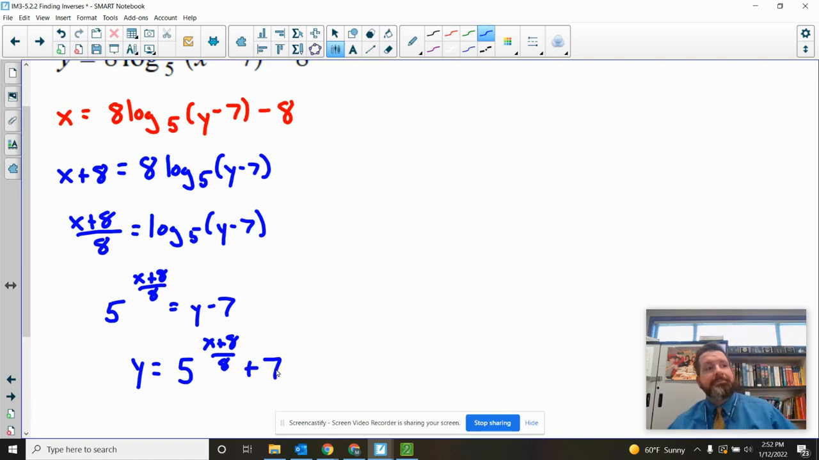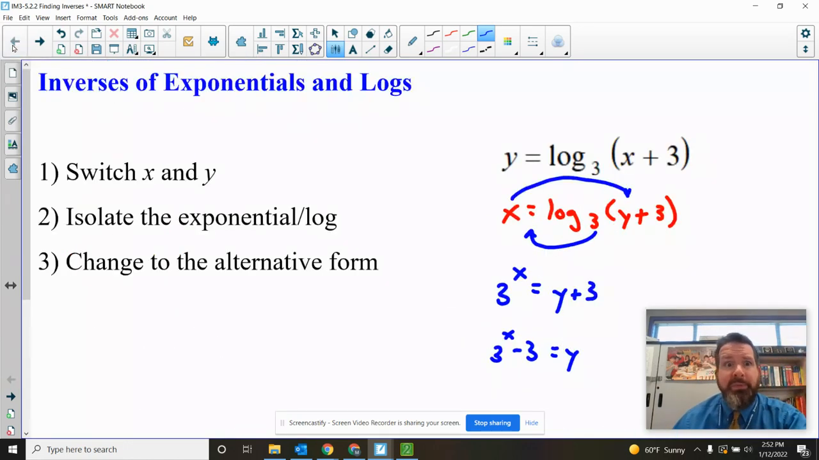So I want to go back to the very first page here. So the process, even though it got a little bit complicated with some extra steps, was always the same. Switch your letters x and y. Isolate the exponential or the log, depending which form you have. Switch to the other form so that you can then get the y by itself.